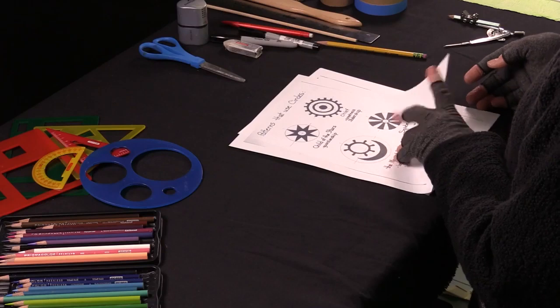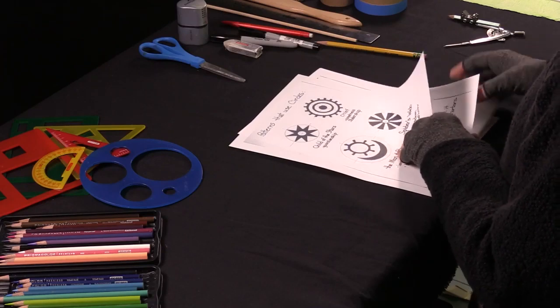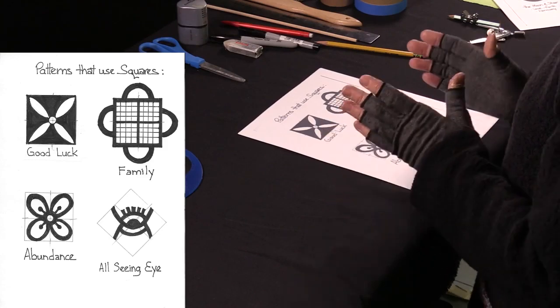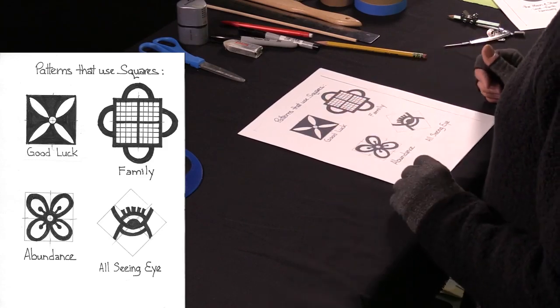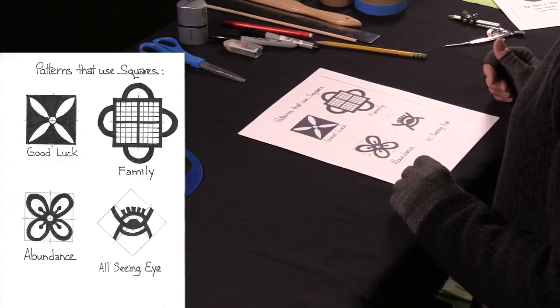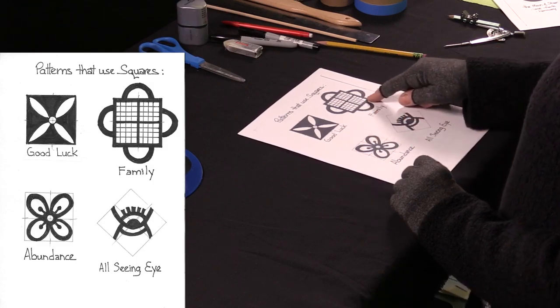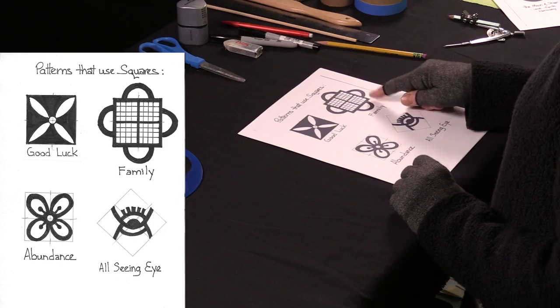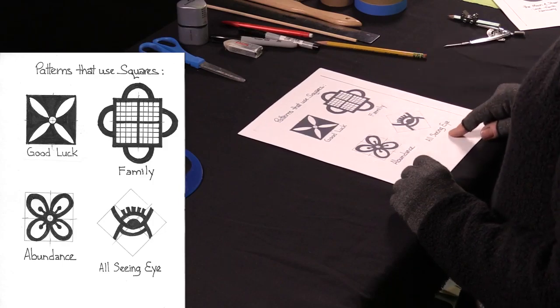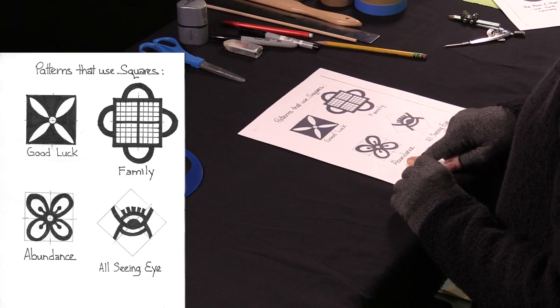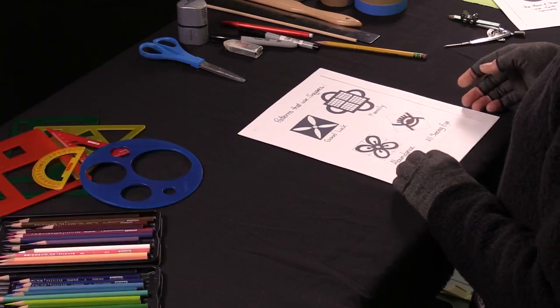I want to show you the squares. Here's some designs that we use a square to help us draw. We have a good luck symbol, a family symbol. That looks a little complicated, but it isn't. We have the all-seeing eye, and we have one that says abundance. Kind of looks like a flower.